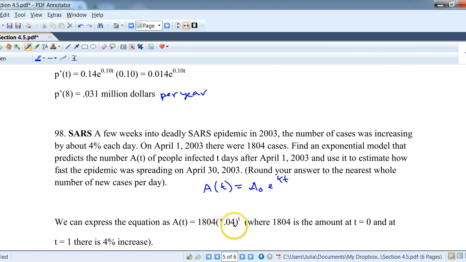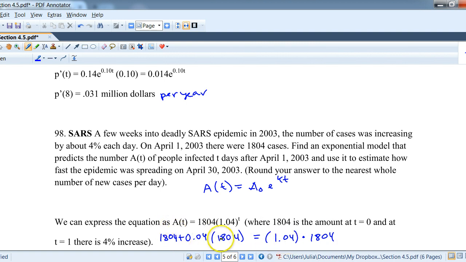Why is the base 1.04? Well, at t equals 0, we'll get 1804 because anything to the 0th power is 1. But at t equals 1, there is a 4% increase. How do we typically find 4%? We multiply 0.04 by 1804. And then we would add it to 1804. So I'm going to put 1804 on the front plus 0.04. If you notice, if you factor it out, it's 1.04 times 1804. That's how you can find a percent increase, because you add it on top of the original.